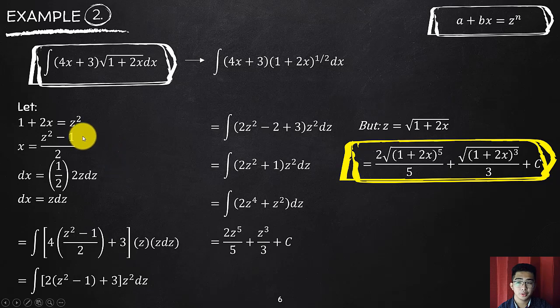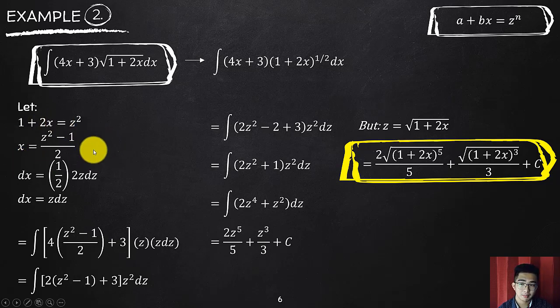Okay? So if we do that, remember we are substituting x. Our goal is to replace x. Therefore, we must solve for x in terms of z. So transposing 1 to the right side, this becomes z squared minus 1. And then dividing both sides by 2, we get x equal to z squared minus 1 over 2.